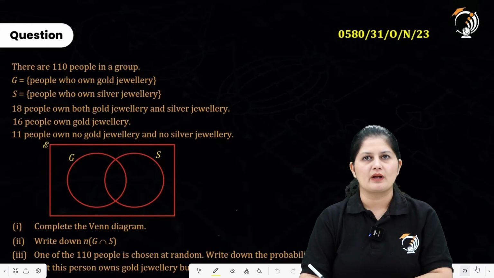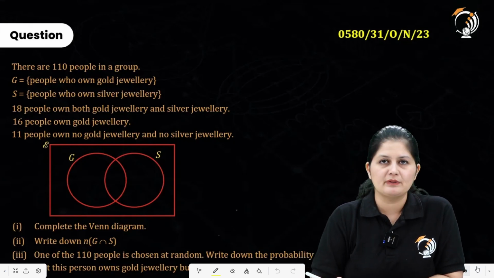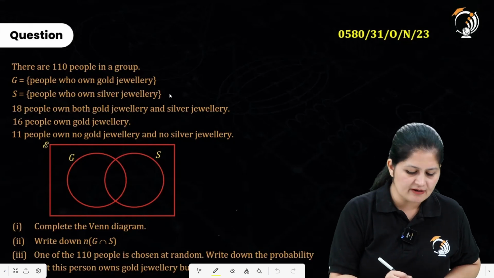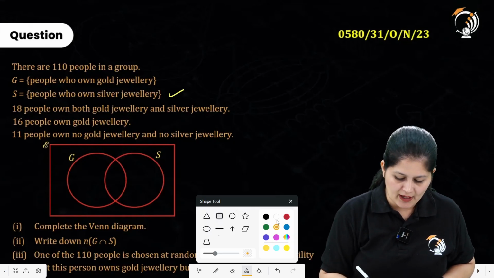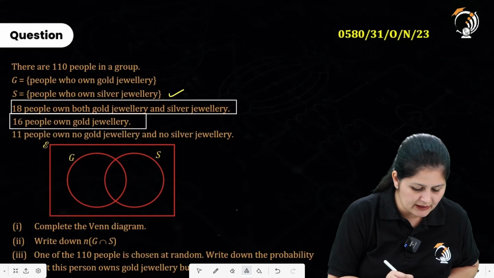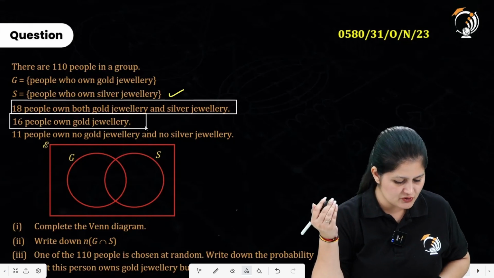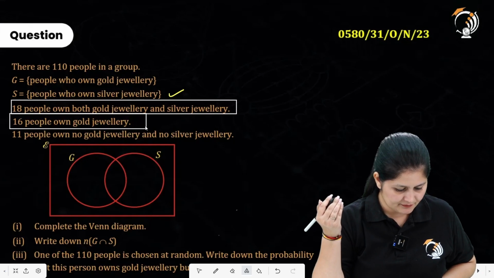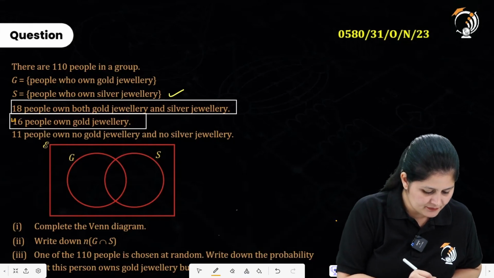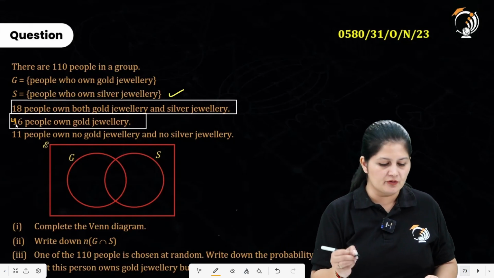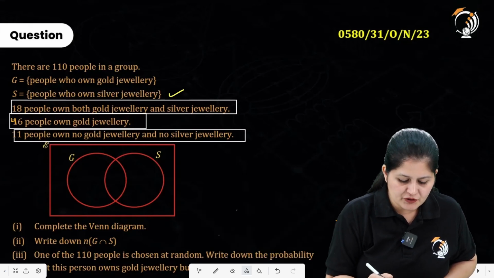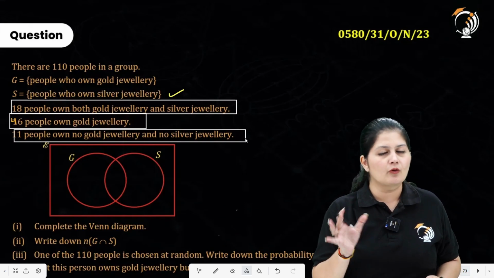Let's have one more question for you, which says there are 110 people in a group. G is the people who own gold jewelry. S represents the people who own silver jewelry. 18 people hold both gold and silver jewelry. 16 people own gold jewelry. Just a second. I guess there is a typing mistake here. It was actually 46, so this needs to be 46 people own gold jewelry. And then we have the next part which says 11 people own no gold jewelry and no silver jewelry.